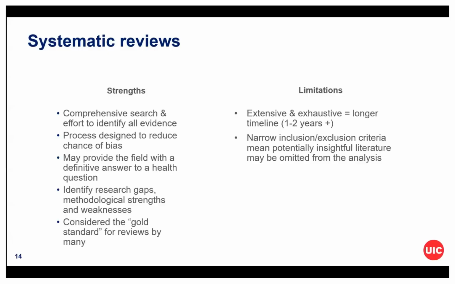And then in terms of strengths and weaknesses, or limitations, it's very comprehensive, trying to reduce bias, and is considered to be the gold standard for many reviews, but it can take a very long time to work on one of these. And since you're being very narrow in terms of your focus, there might be other articles or related areas you might have to leave out from the analysis. So systematic reviews are a very focused review type.